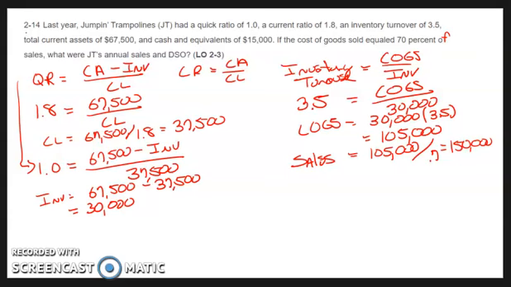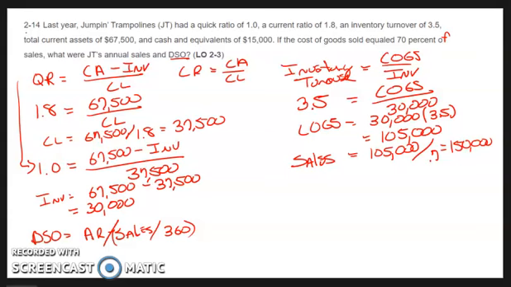The next thing we have to do is calculate accounts receivable, because the last thing we have to do here is calculate DSO, or days sales outstanding. Days sales outstanding is accounts receivable divided by sales divided by 360, and you need to do the sales divided by 360 portion first to do the calculation correctly.